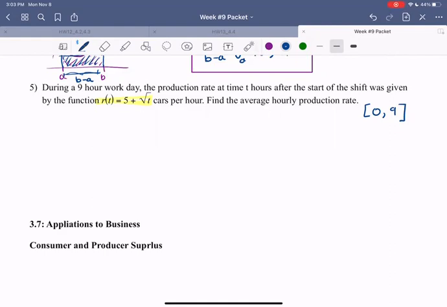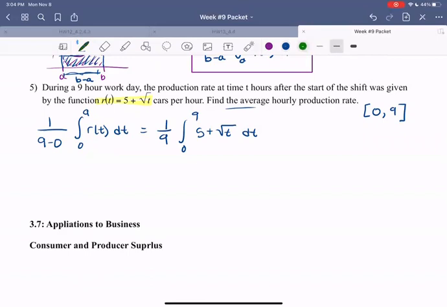To find that hourly production rate, we want to take the integral from 0 to 9 of our function r of t, in this case dt, and then multiply that by 1 over 9 minus 0. So go ahead and set up that integral. Then I'd like you to pause the video to compute that integral, multiply by 1 over 9, and then we'll check our work. All right, so when you're ready, let's continue together.